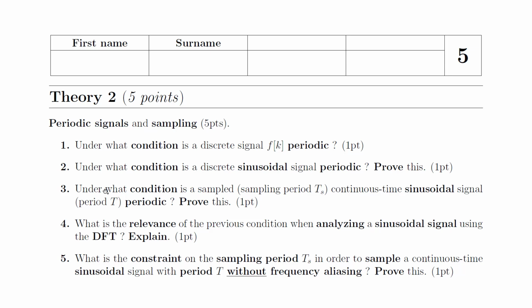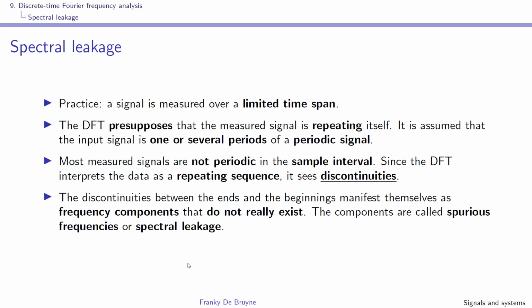Well, in part 3 of the question, we have seen under what condition a sinusoidal type signal remains periodic after sampling, right? And in the fourth part of the question, we have to look at the relevance of this condition when you analyze discrete time sinusoidal signals using the DFT. The DFT presupposes that the measured signal is repeating itself, so that you're considering one or several periods of a periodic signal. So if you're sampling a periodic signal, you must make sure that it remains periodic after sampling, right? Because if it doesn't, you'll have discontinuities in the repetition, and you'll have spectral leakage because spurious frequencies will appear in the DFT.